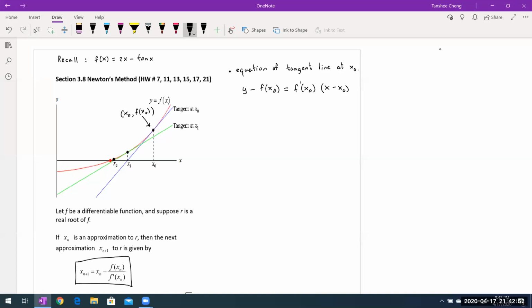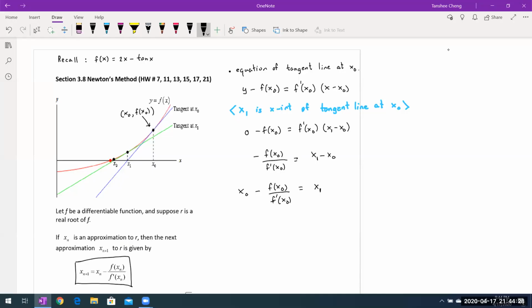So from here, what we want is to find out the x-intercept of this tangent line. So let's take a look at that. From the graph, notice that the x-intercept of this blue tangent line is at x sub 1. So we will denote that x sub 1 as the x-intercept of the tangent line at x sub 0, right? So what we want to do is find out how to get that. To find the x-intercept, basically we let y be equal to 0. So this point is basically x sub 1, and then y is 0.